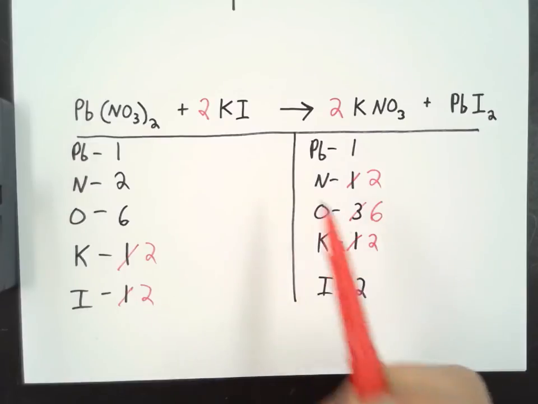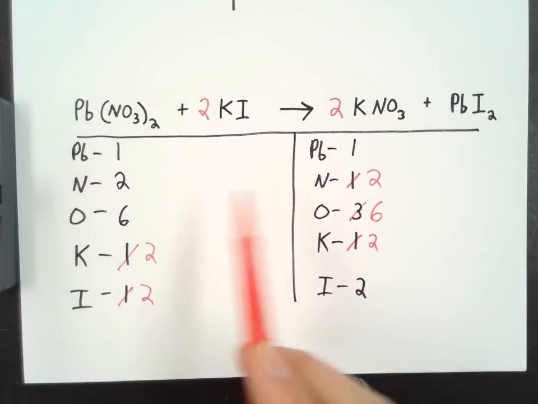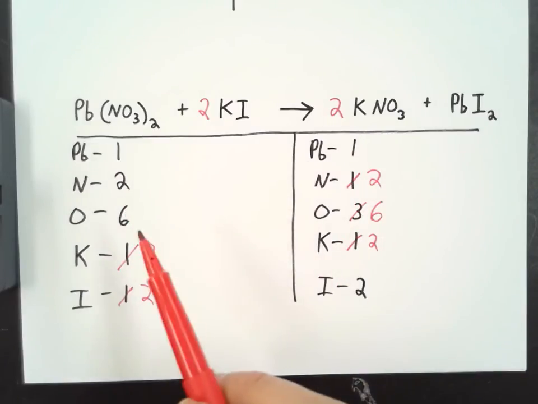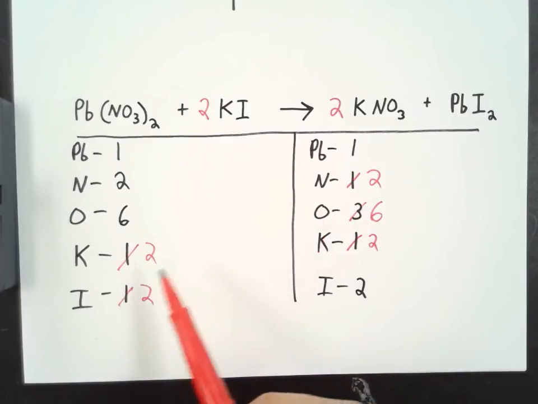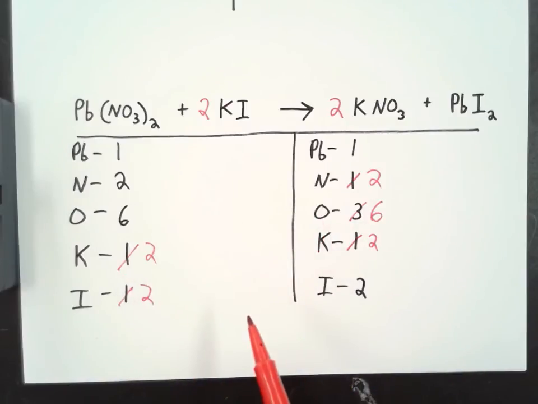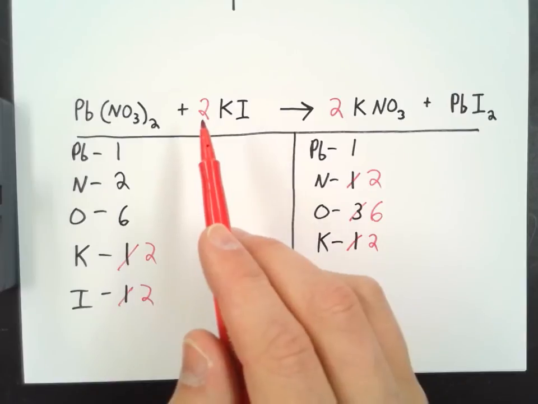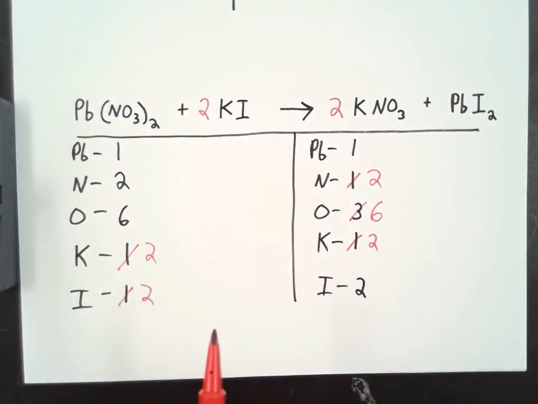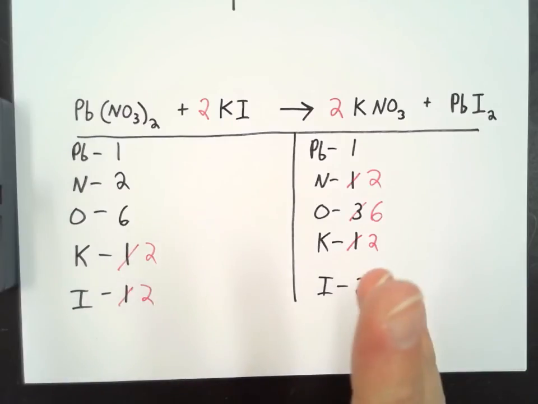So looking back at this, lead is balanced on both sides, nitrogen's balanced, oxygen's now balanced, potassium's balanced, and iodine's balanced. And of course we did this by adding our coefficients, a 2 here and a 2 here. Alright, so this was a look at a couple of chemical reactions and how to balance them.